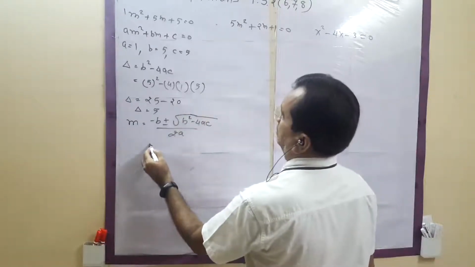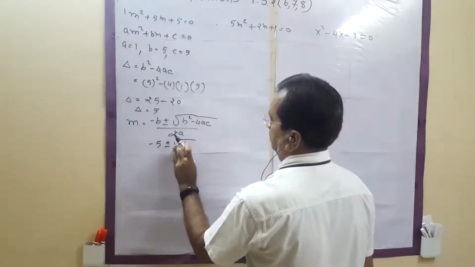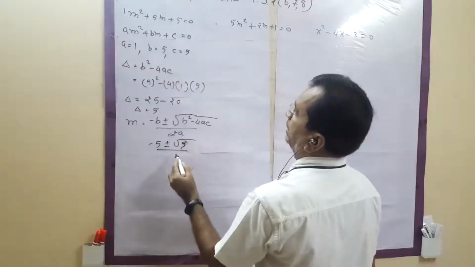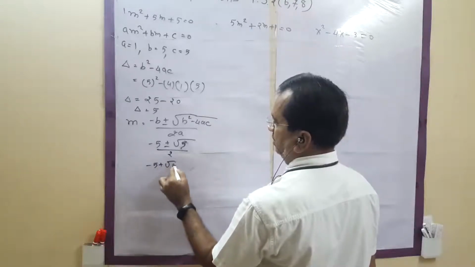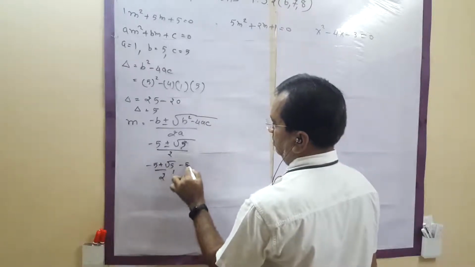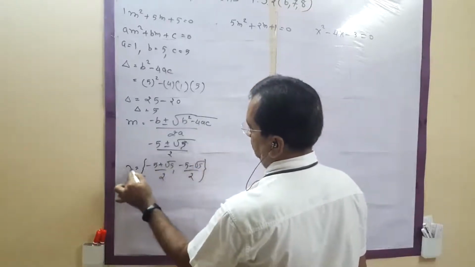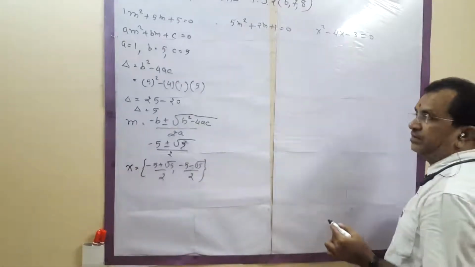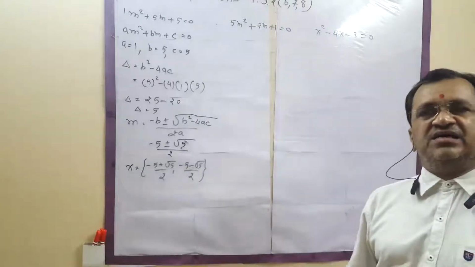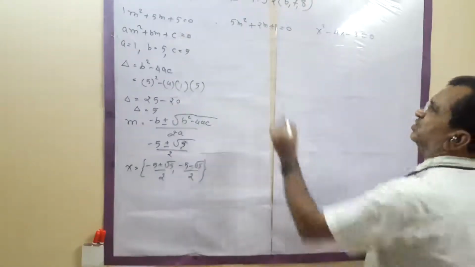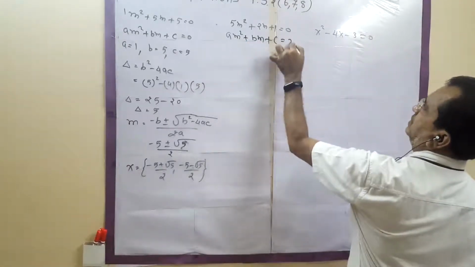Okay, minus b, so that is minus 5, plus or minus root 5, by 2a, that is 2. So minus 5 plus root 5 by 2, minus 5 minus root 5 by 2. Five ones are 5, but the factors of 5 you will not get 2. So again, ax square plus bx plus c is equal to 0.